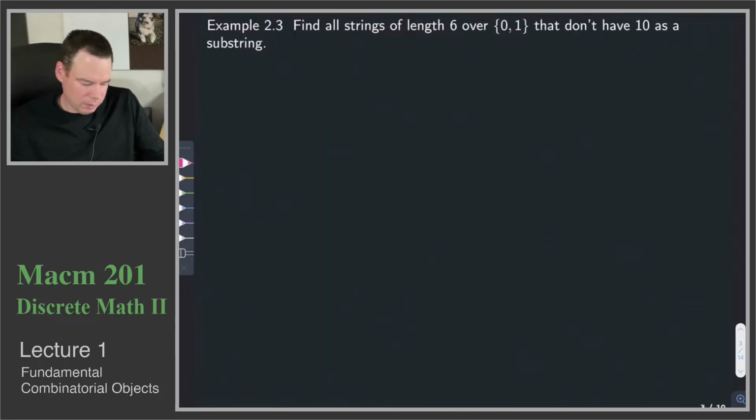So let's look at the next example. Find all strings of length 6 over 0 and 1 that don't have 1, 0 as a substring. So we're looking for all the binary strings of length 6 that don't contain a 1, 0.